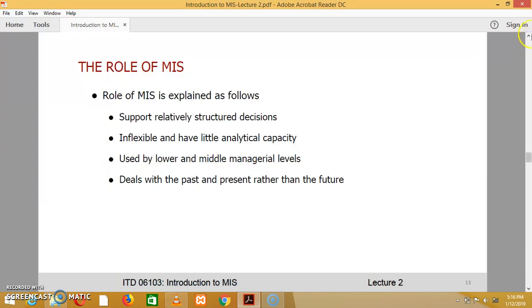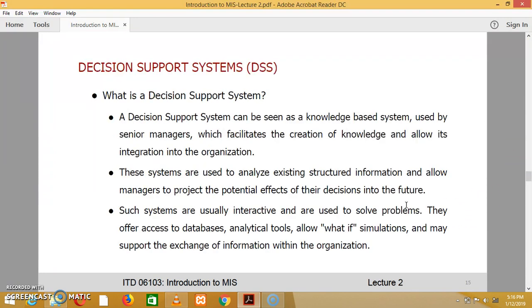Comparing to TPS, the main role of TPS is just to be used by those operators and to track very elementary activities within a company, and also to provide information to all these other systems like MIS and DSS. You see that? Okay, we have another type of information system that is called DSS, Decision Support Systems.